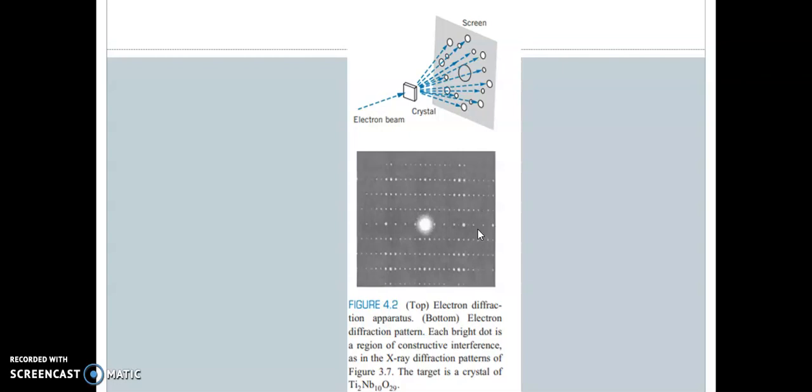So experiments of those types were done by G.P. Thomson, the son of J.J. Thomson, in the year 1927, and this one is the electron diffraction apparatus. And for this experiment he shared the Nobel Prize with Davisson and Germer.